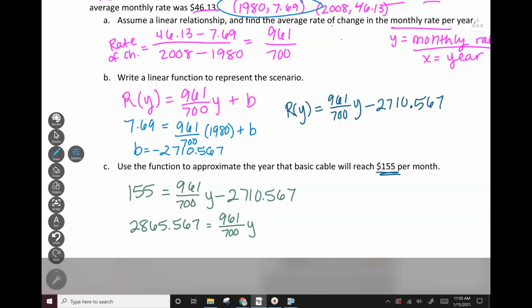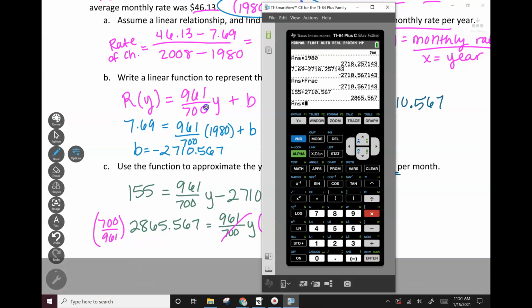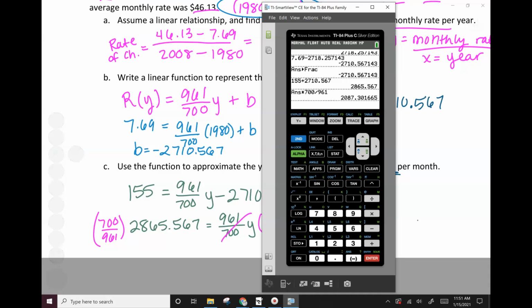Okay, and now for getting rid of the 961 over 700, you can either multiply by 700 and then divide by 961, or to get rid of a fraction, you can always just multiply by the reciprocal, right? Dividing by a fraction is the same as multiplying by that reciprocal, so I'm going to multiply by 700 over 961 on both sides. And so that is going to cancel that fraction out. Okay, so multiply that number that we got earlier by 700 divided by 961. So we got 2087.301.